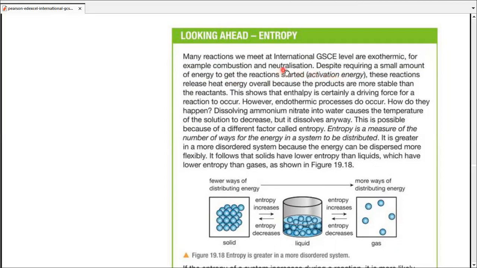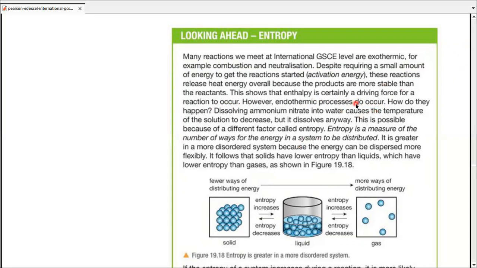For example, for a combustion reaction, if you want to burn methane in air, you will need to initiate the reaction with the help of a spark or a flame. This is activation energy. These reactions release heat energy overall because the products are more stable than the reactants. We have shown this on the previous graph as well. Enthalpy is certainly a driving force for the reaction to occur. However, endothermic processes do occur as well. How are we going to tell what is the driving force for them?